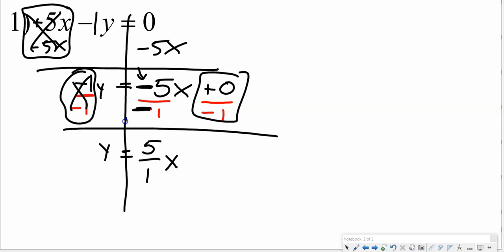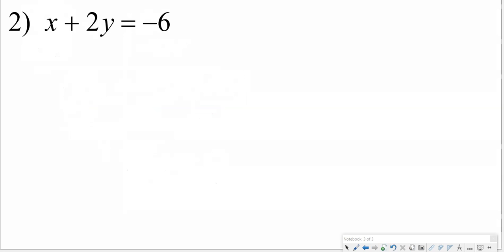Then we're going to do this last part here. 0 divided by negative 1 is 0. The reason we want to leave that is because that's our y-intercept, and if we have the x and y axis, the 0 is right there. And then we go up 1, 2, 3, 4, 5 spaces and over 1. Okay? That's how we started. We'll deal with graphing later. Let's look at number 2, get this done real quick.